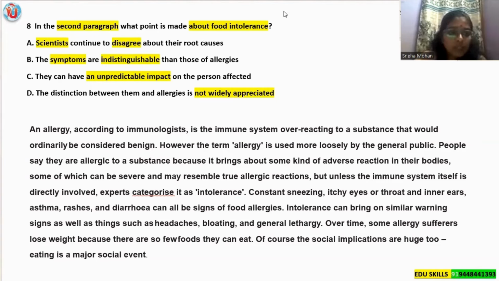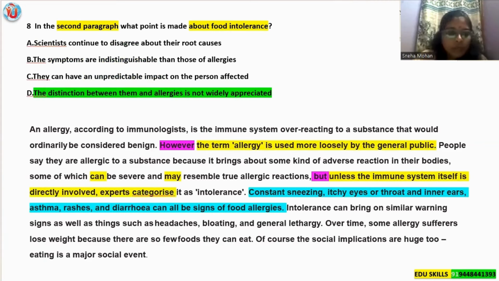So the keywords taken in answer option A are scientist and disagree. In answer option B, symptoms and indistinguishable. Answer option C, an unpredictable impact. Answer option D, that is not widely appreciated. Now I would like to tell about the correct answer of question number 8. The correct answer is the distinction between them and allergies is not widely appreciated.